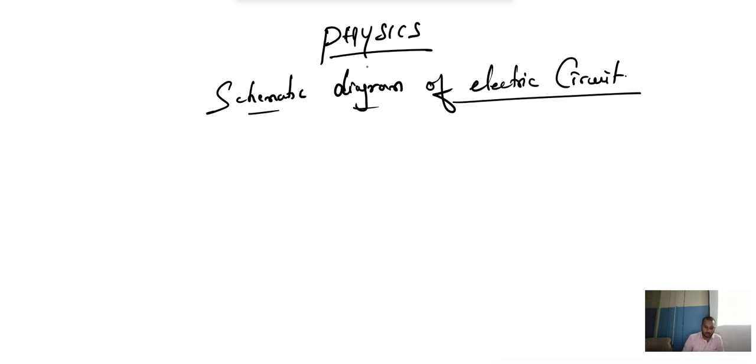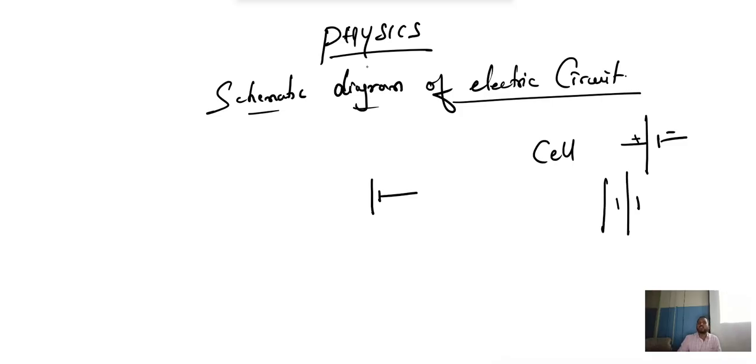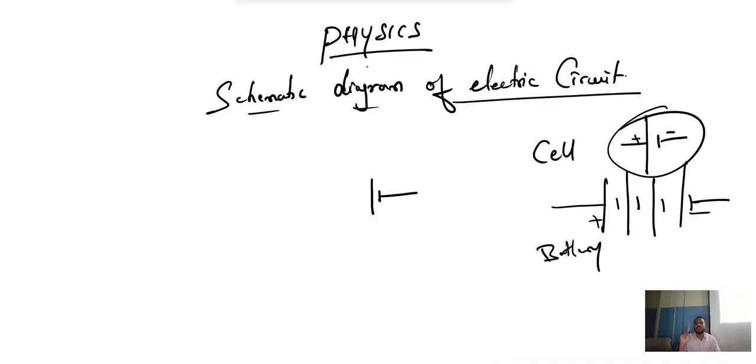So first and foremost, we have a battery. See children, we have a difference between a cell and a battery. Look, if you draw one positive and one negative, it is called a cell. If more than one cell, two or three or four, are connected together, it is called a battery. If you draw a single unit, it is a cell. If you connect more than one, it is a battery.